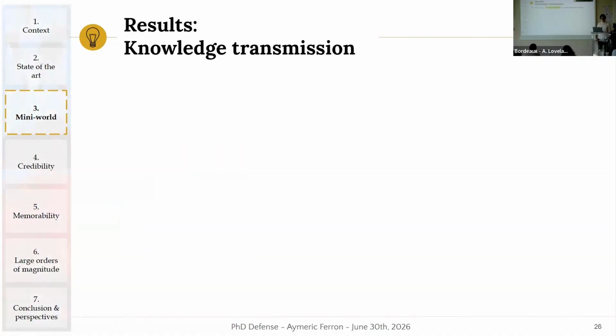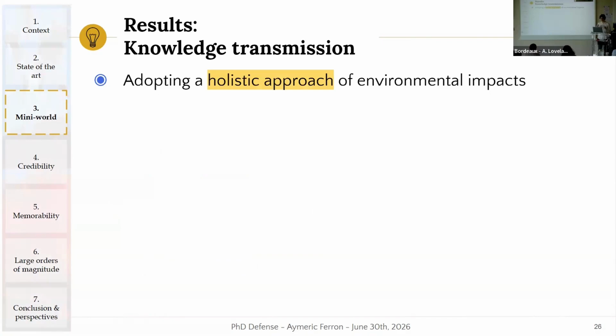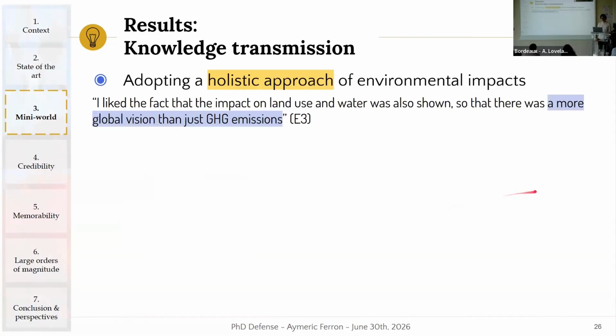About knowledge transmission, some experts said that it was nice that we adopted a holistic approach of environmental impacts. Meaning that here, for example, this expert said, okay, this is a more global vision than just greenhouse gas emissions, because often when we are talking about environmental issues, we are focusing a lot on greenhouse gas emissions. And here we are also talking about fresh water and land use, so this was appreciated.